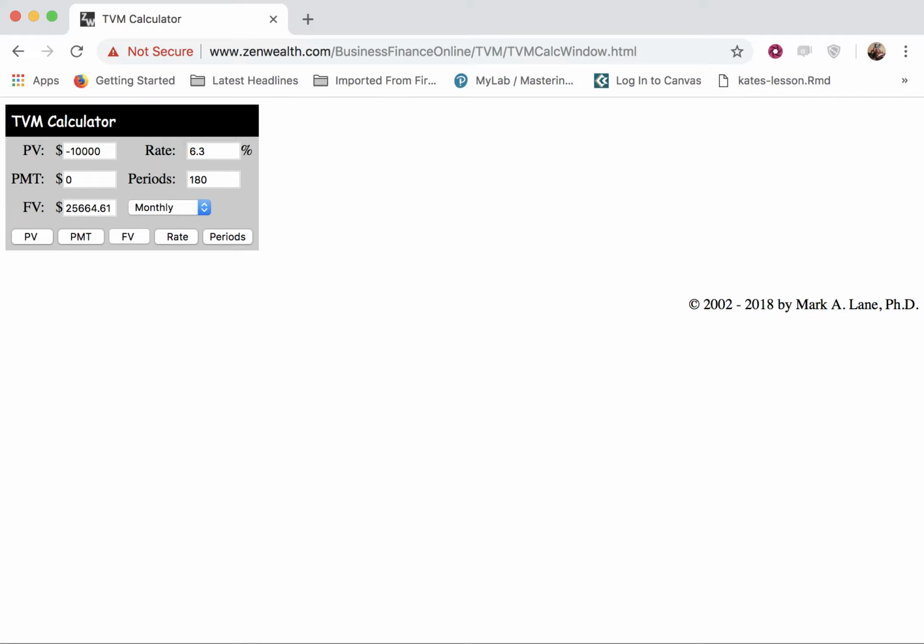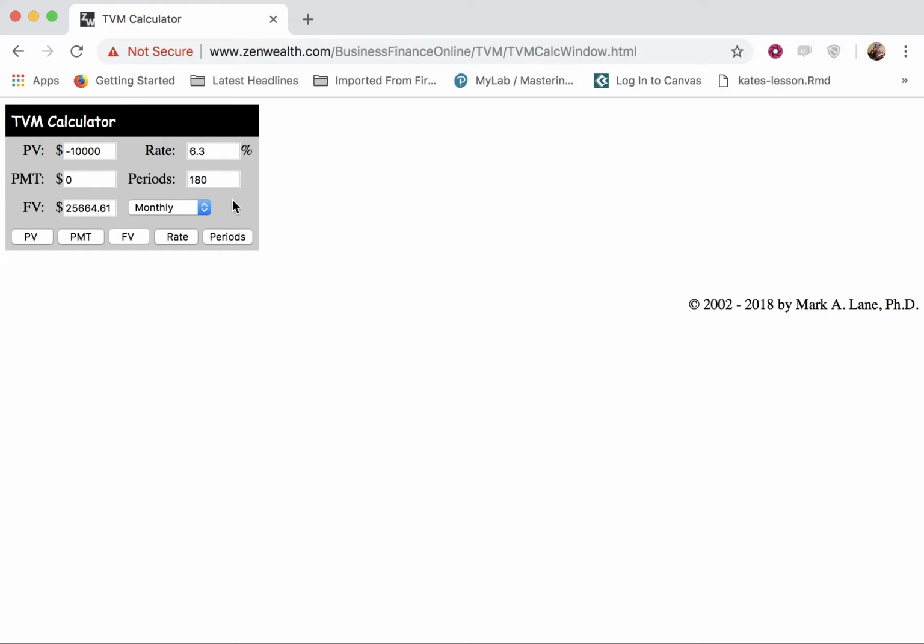Notice 25,664.61. It does not do continuous compounding, so if you want to do continuously, you would have to use the continuous compounding formula. But it can solve for other things.